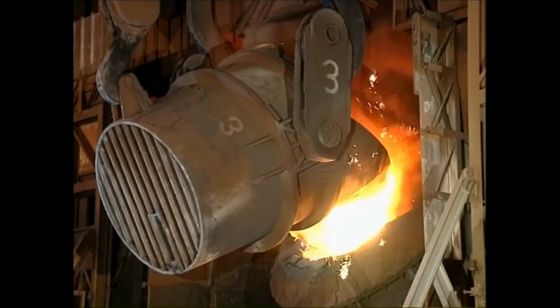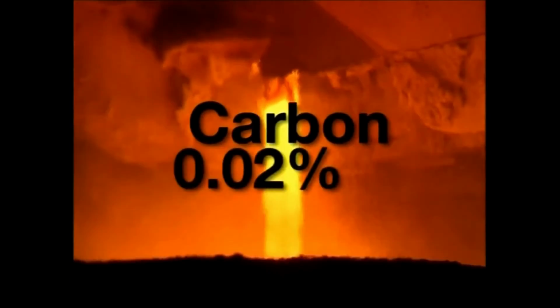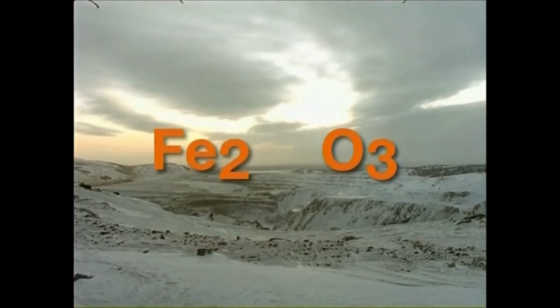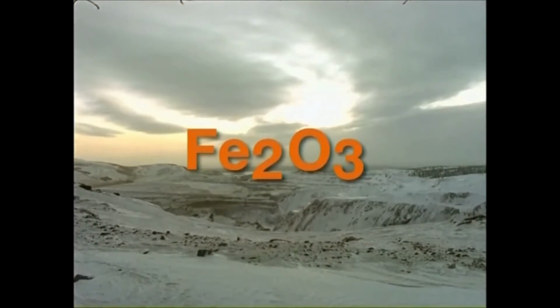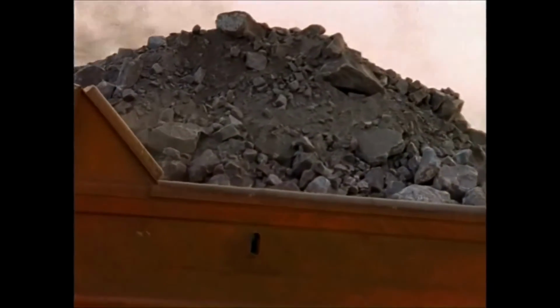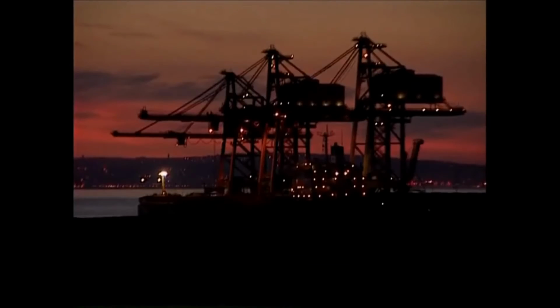Steel is an alloy or metallic mix of mainly iron and carbon. As a finished product, its carbon content is between 0.02 and 1.5%. But to start the production process, we need high-quality iron ore. Iron ore is common in the Earth's crust and contains iron chemically bonded to oxygen. This is mined in places such as the Americas, Australia and Scandinavia, and then shipped around the world to steelworks.